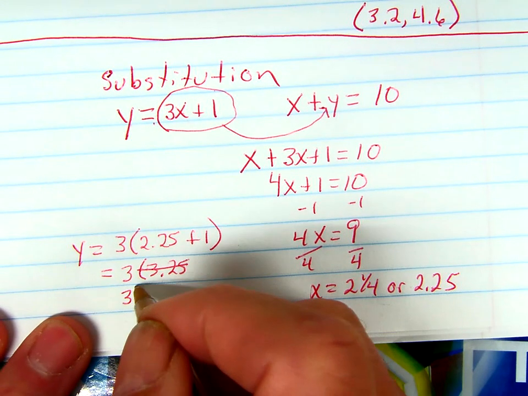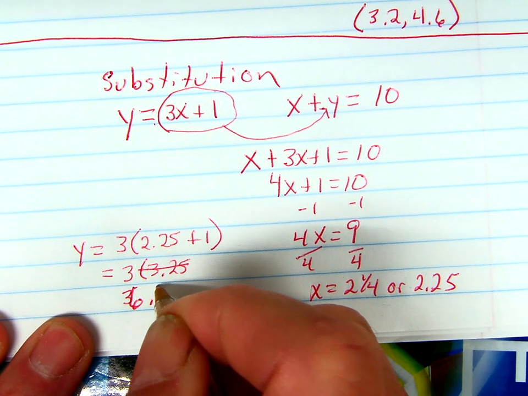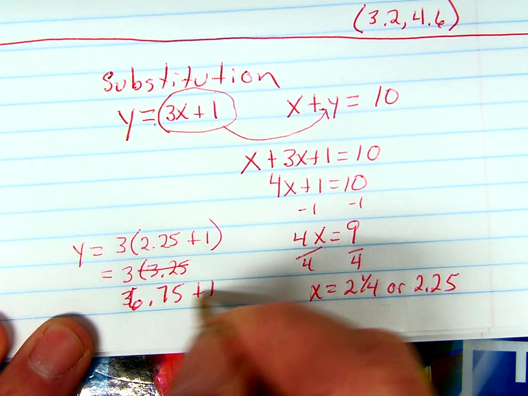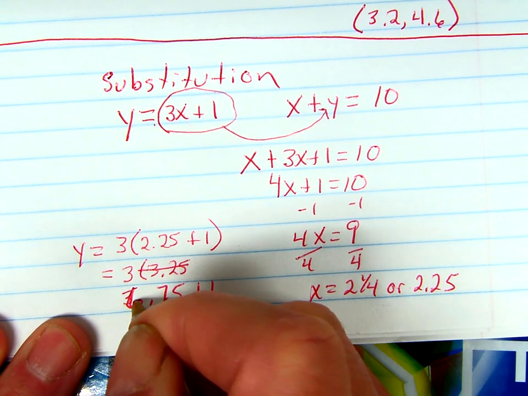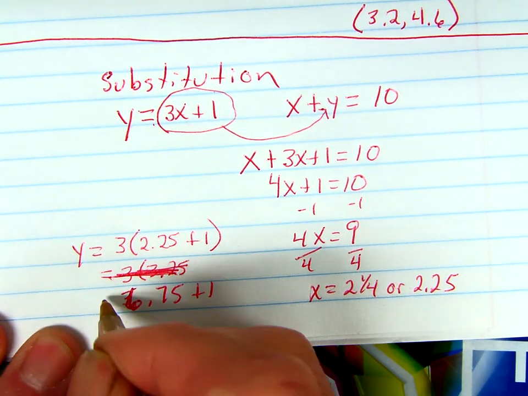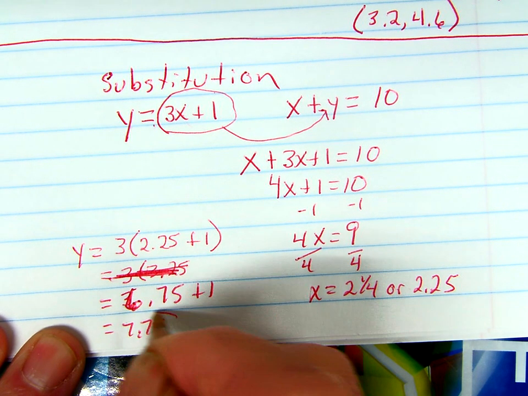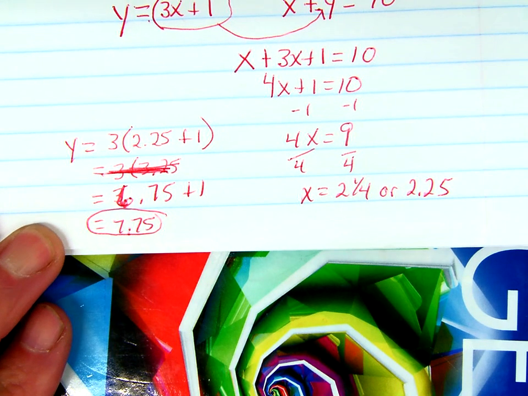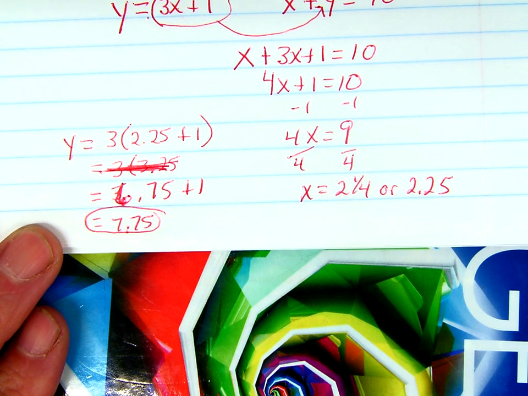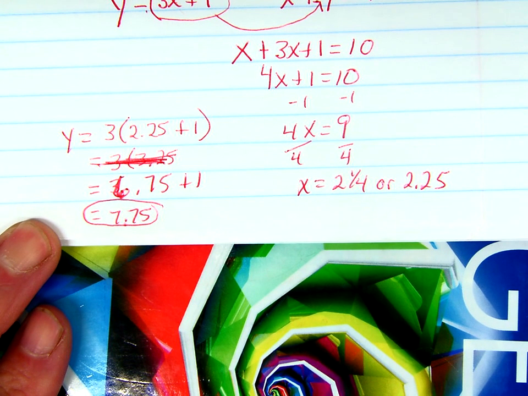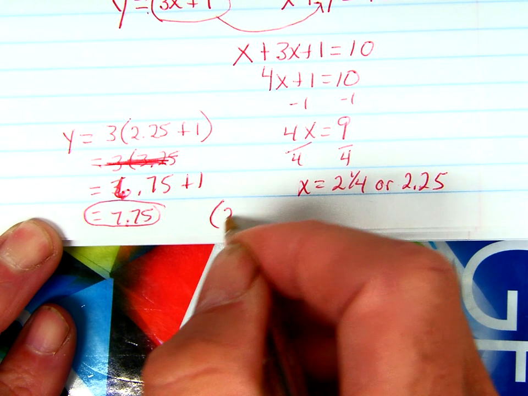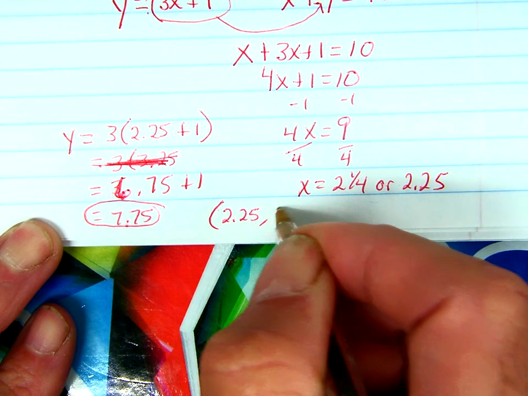Okay, 6.75 plus 1. 7.75. Our coordinates. That's it. 2.25, comma, 7.75.